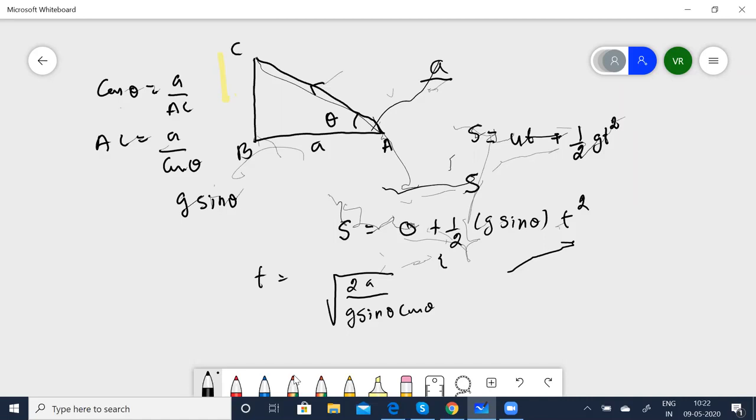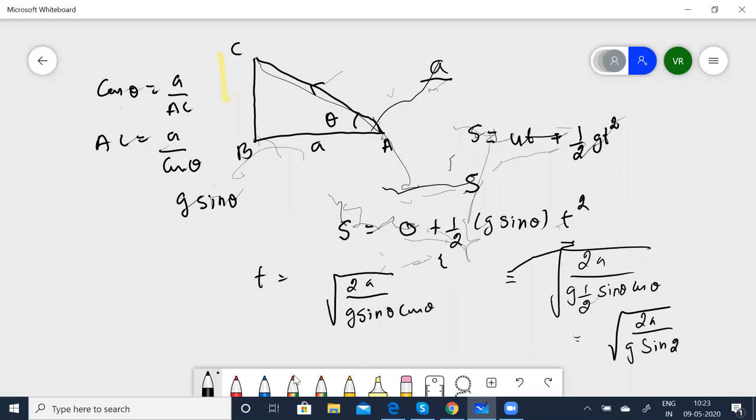So what I'll do is I'll write it as root over 2a by g into half of sin theta cos theta, or that is now going to be equal to sin 2 theta. So this is now going to be equal to root of 2a by g into sin 2 theta.